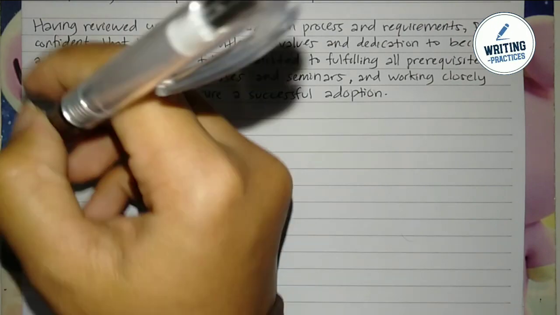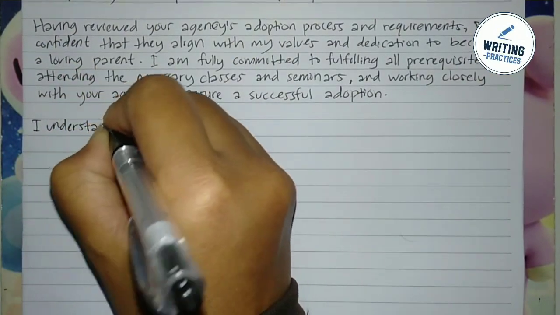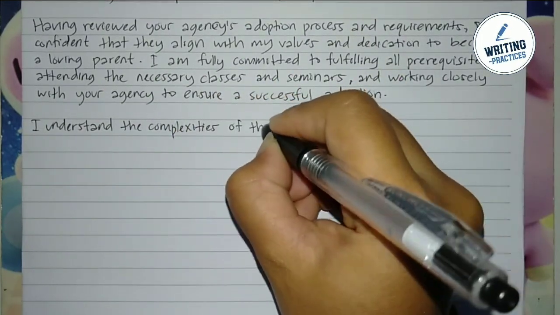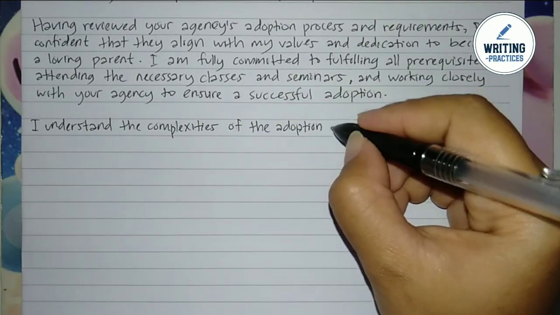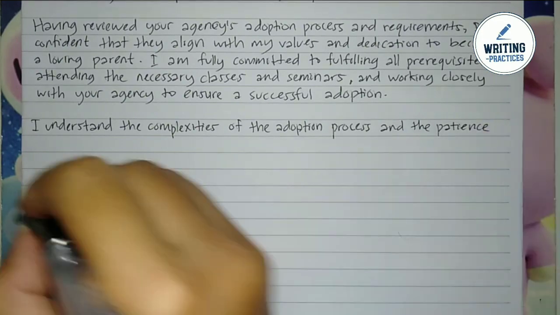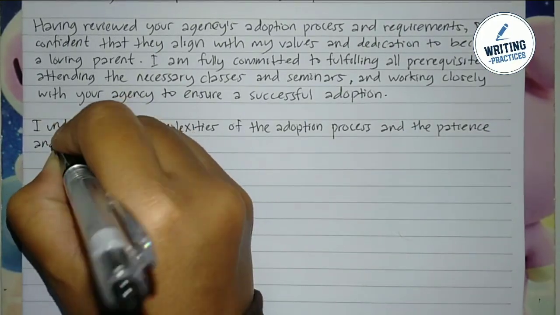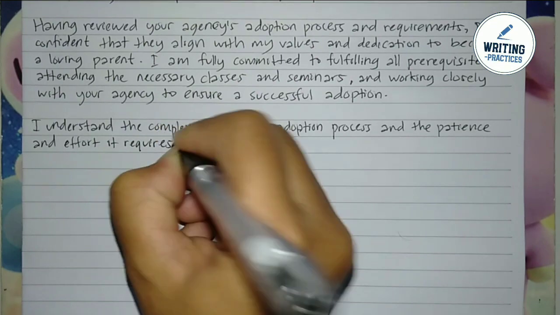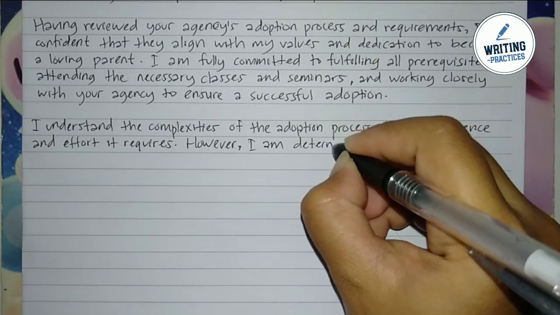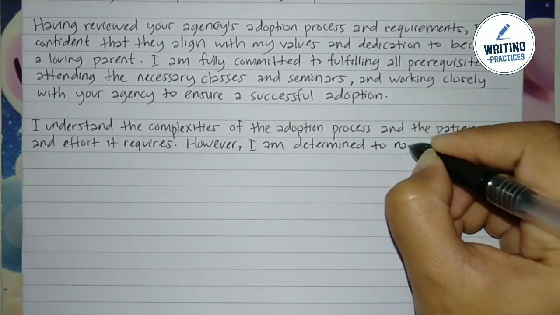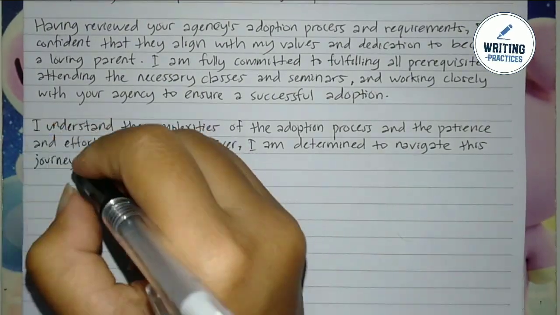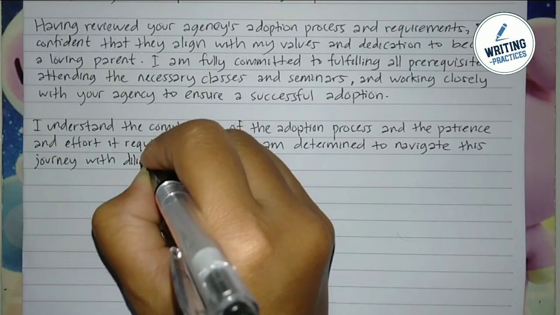In the third paragraph, talk about your acknowledgement of the complexities of adoption. Adopting doesn't necessarily mean you feed the child and you're done. Nope. You have to think about all the complexity for the child to have a bright future. So you need to state clearly, "I understand the complexities of the adoption process and the patience and effort it requires." Besides that, convince the recipient that you will be a diligent and caring parent. Simply write, "However, I am determined to navigate this journey with diligence and care."